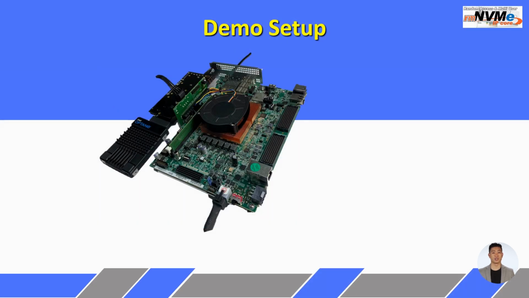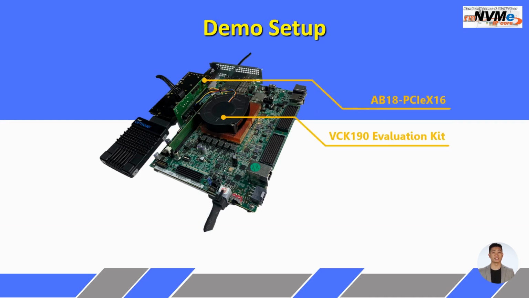To set up the hardware set for running the demo of our rmNVMe-IP for Gen 4, it consists of three components: Versal VCK190 Evaluation Kit, AB18 Adapter Board, NVMe Gen4 SSD. The AB18 adapter connects the NVMe Gen4 SSD to the VCK190 board via the PCIe connector. Next, we'll demonstrate how to write and read data with the SSD using the console.